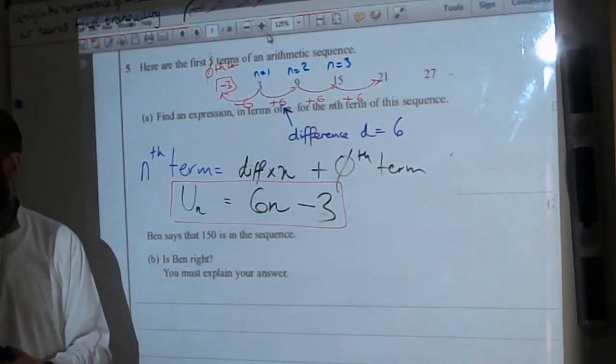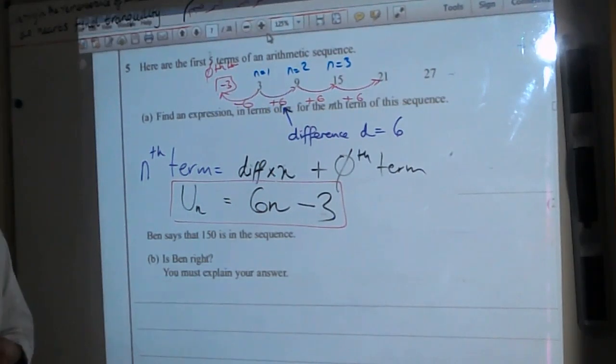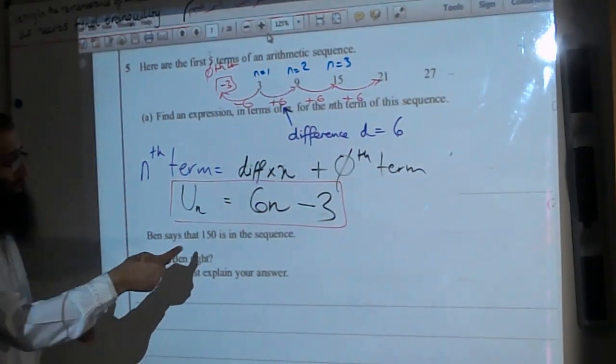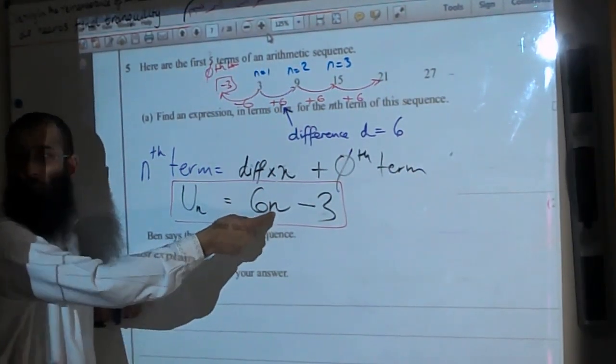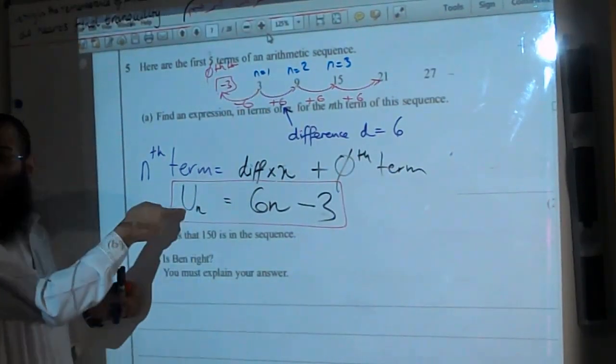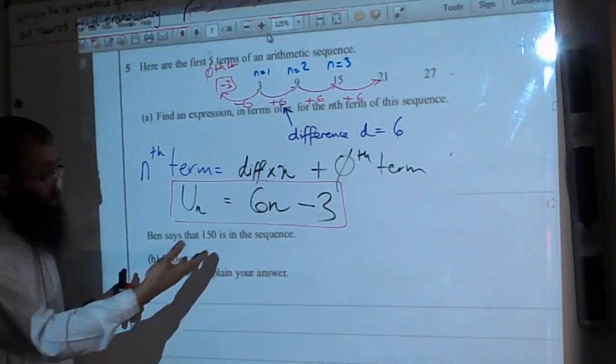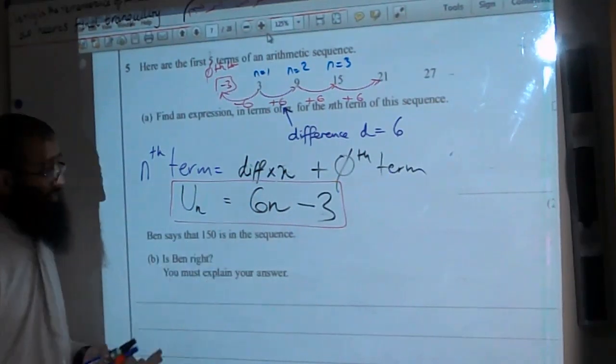Okay, Ben says that 150 is in the sequence. Is Ben right? Now, this 150 is not the value that we put into the formula to work out a term. It's actually the answer. So they're asking, is 150 an answer to this pattern? So let's try this and have a look.